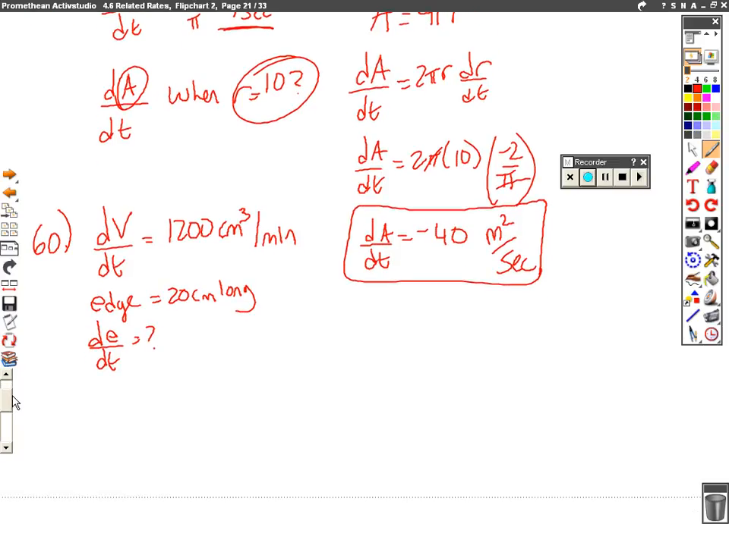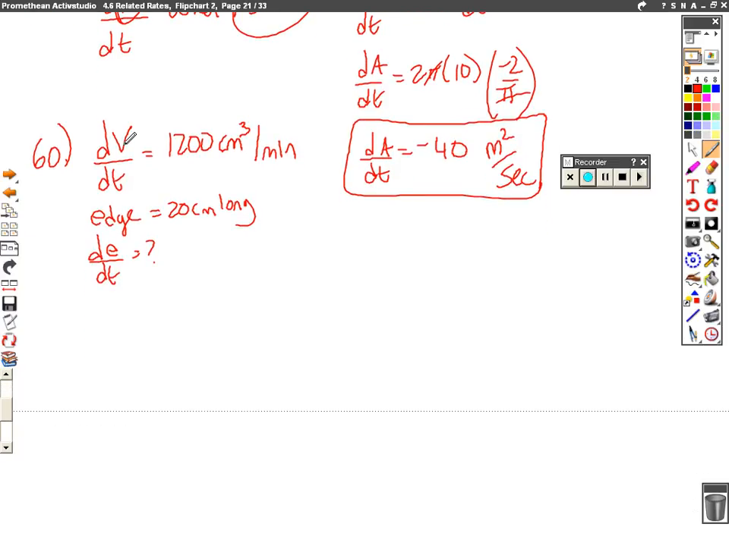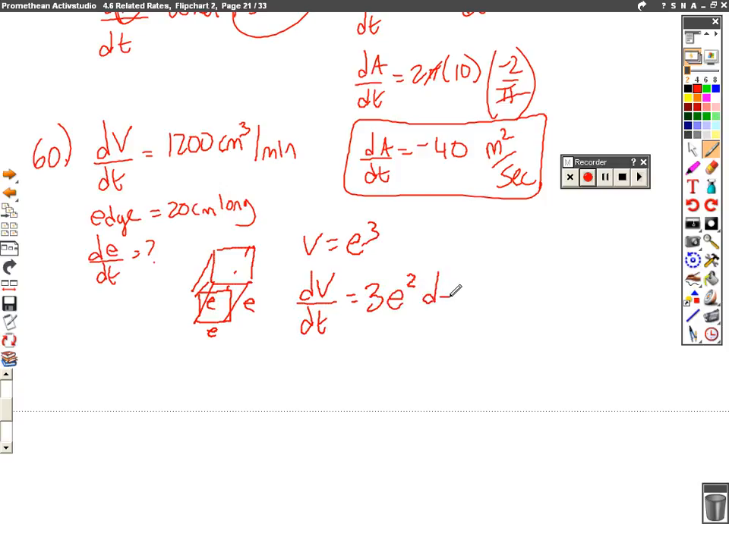Okay, so let's write an equation that relates volume to edges. If it's a cube, and all of the sides are the same length, in this case they're all E, volume will equal E cubed, E times E times E. So dV/dt will be 3E squared dE/dt.